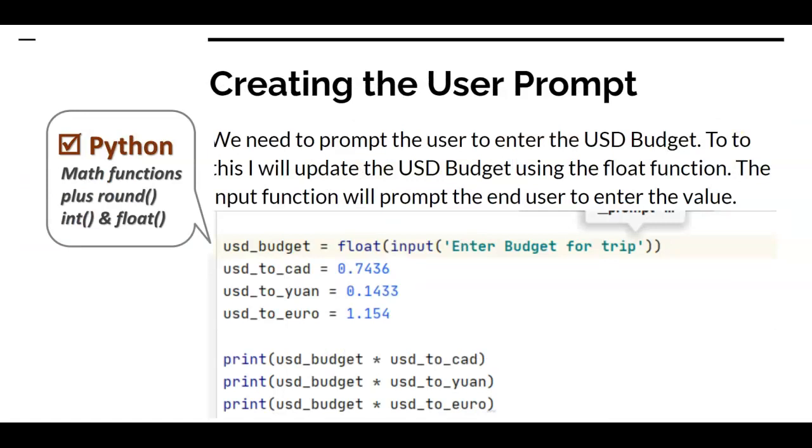We needed to create a prompt so that the user can enter the US dollar budget amount. To do this, I will update the US dollar budget using the float function and the input function to prompt the end user to enter the value. As we can see here, we have a float function, the input function, as well as a prompt for the end user that says enter budget for trip.